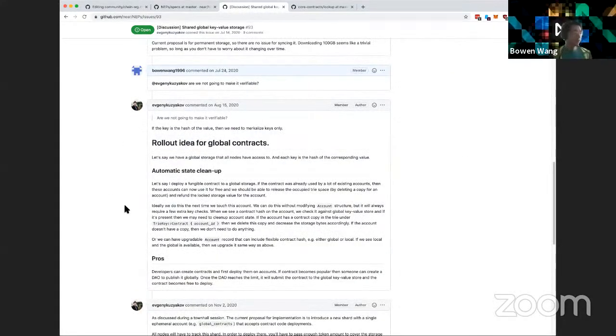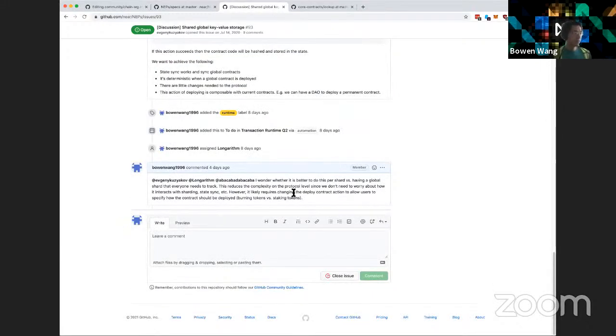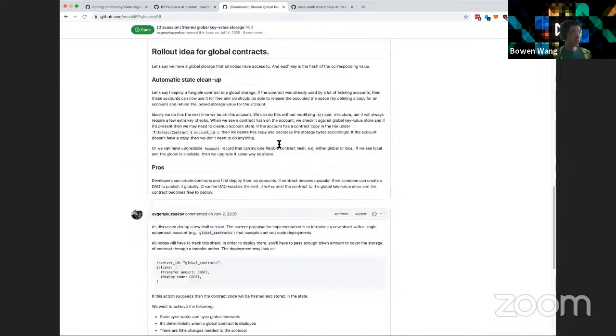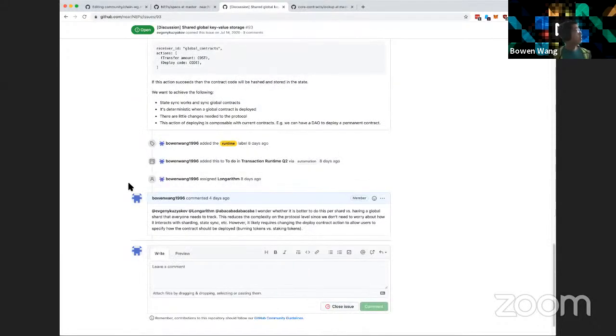Yeah. So also, regardless, what do you think of? I don't know whether you've read this, right? What do you think about the idea of not having this global shard, but for each shard you can store the contract code only once?